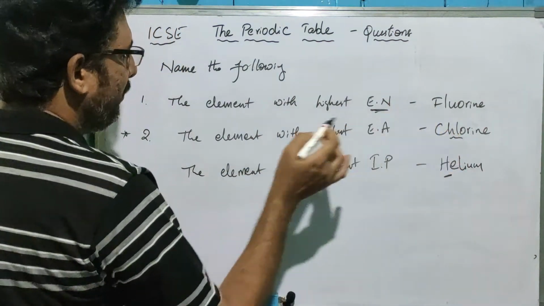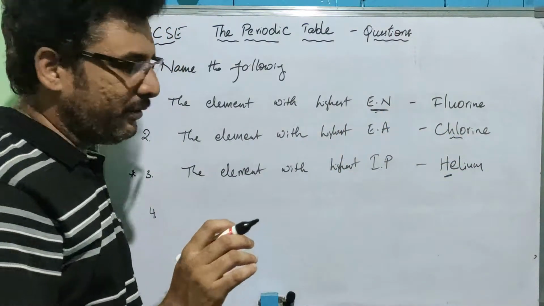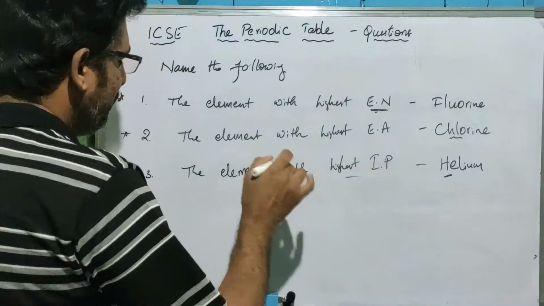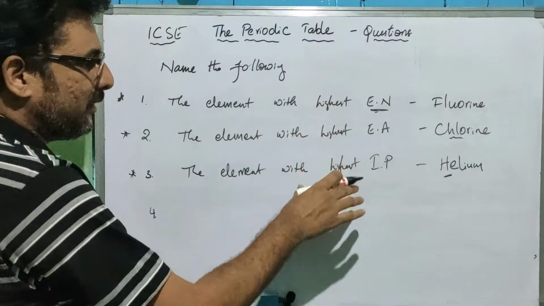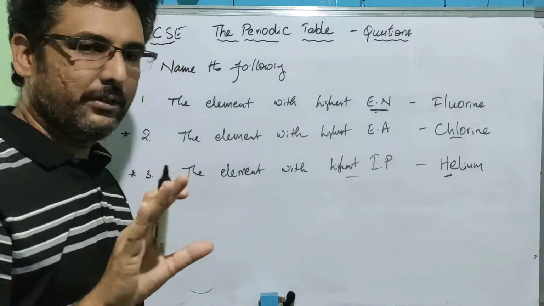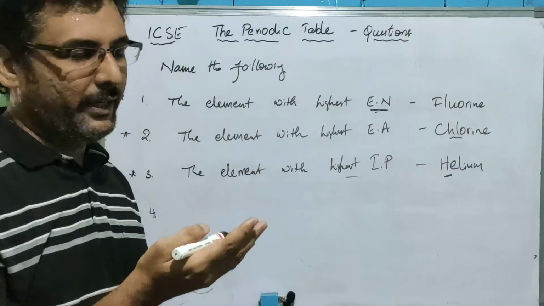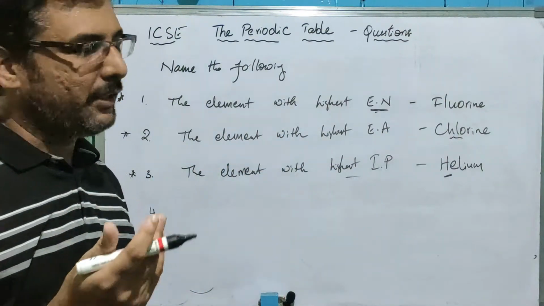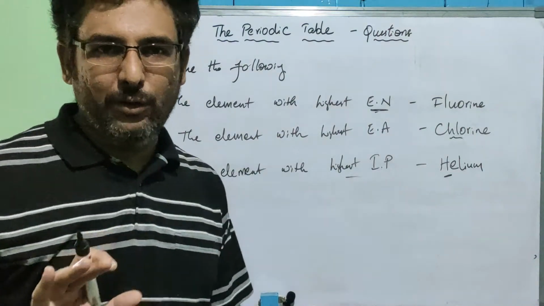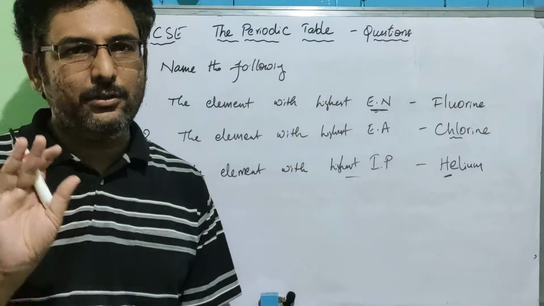Fluorine has the highest electronegativity, chlorine has the highest electron affinity, and helium has the highest ionization potential. If you can learn these three, at least one will be in your paper, definitely minimum one. Sometimes you may get two also. It may come in multiple choice, or under name the following, or under match the following. So definitely you will see one in your question paper.